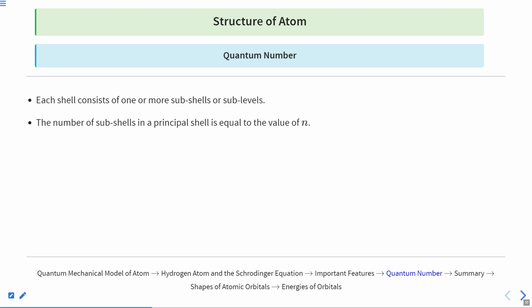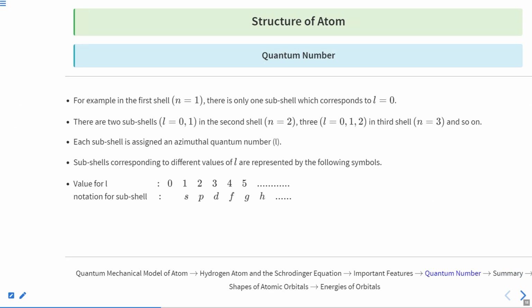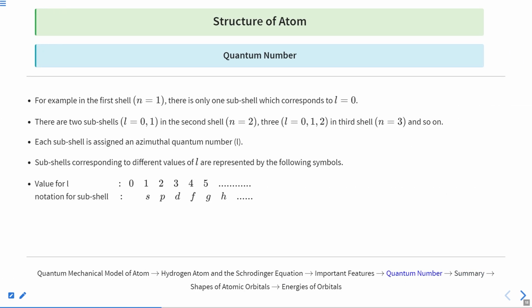Now each shell contains one or more subshells or sublevels, as I have told you, and that number is equal to the value of n. Now the subshell related to each value: for 0 we have the s subshell, for 1 we have the p subshell, for 2 we have the d subshell, for 3 we have the f subshell, for 4 we have the g subshell, and for 5 we have the h subshell, and so on. These are the related subshells.